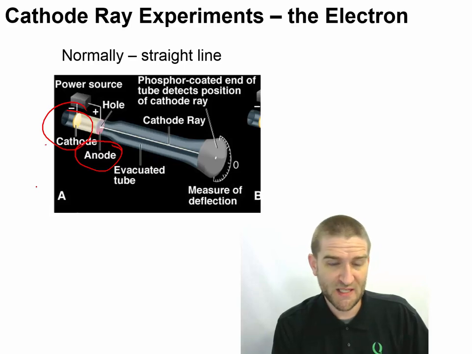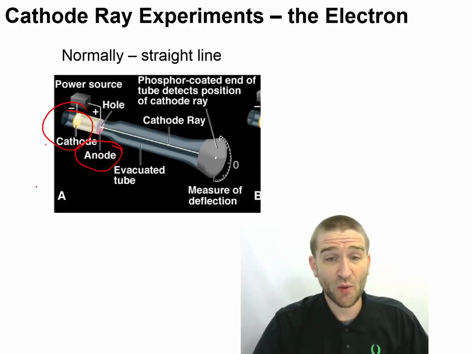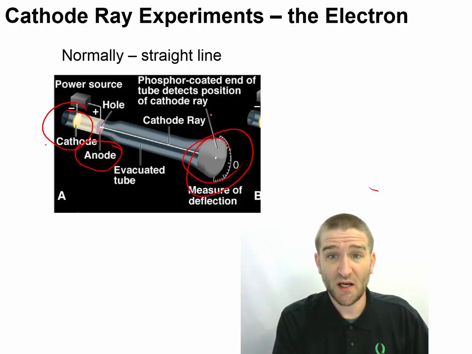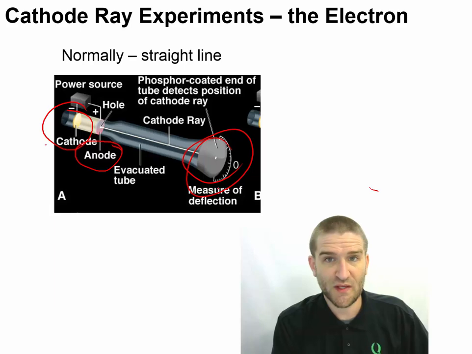Things that are hitting the positive electrode just don't progress any further, but the ones that actually go through that circle in the center, the small hole, are going to shoot out like a beam, and they're going to be hitting the very end where it's got a phosphor-coated glass surface. And you can see that you can set up something like a protractor and you can measure the angle of deflection if you do things to it.